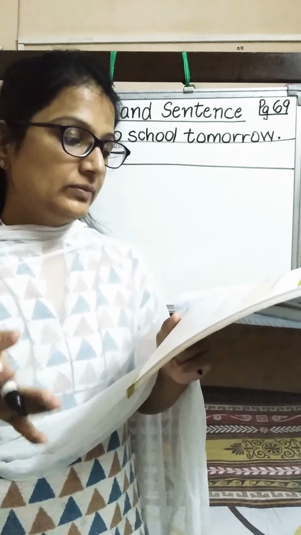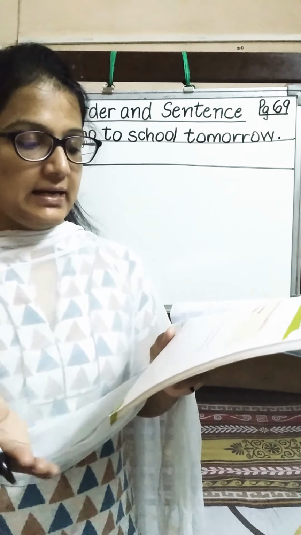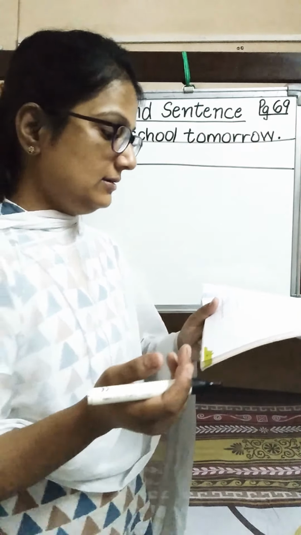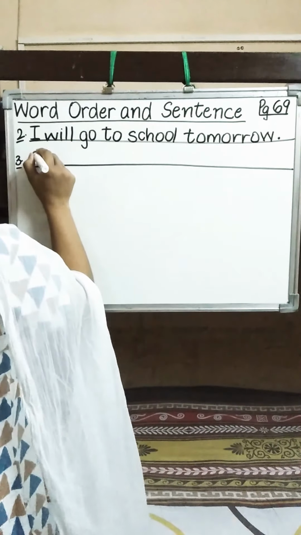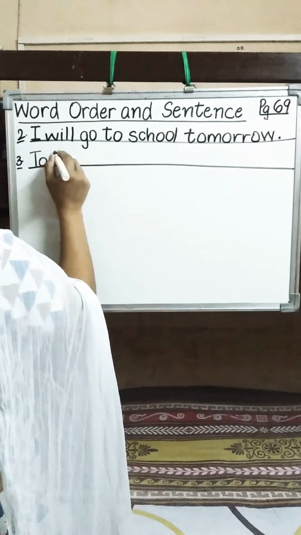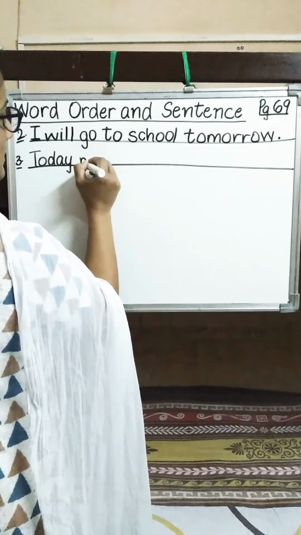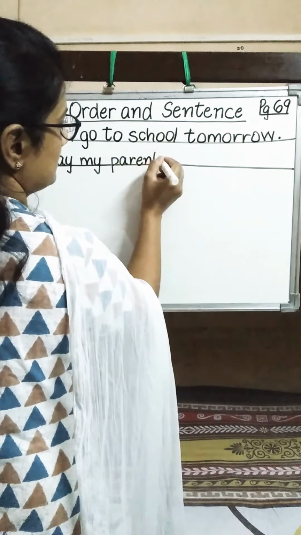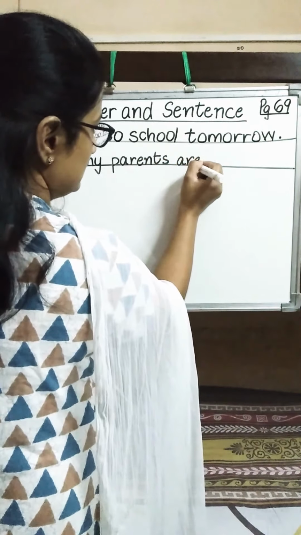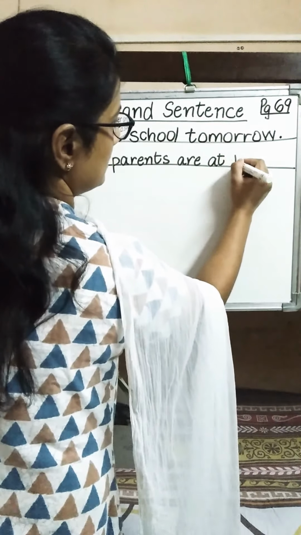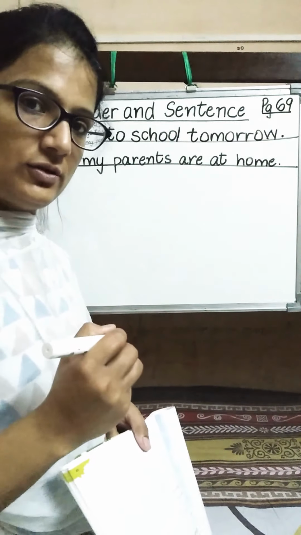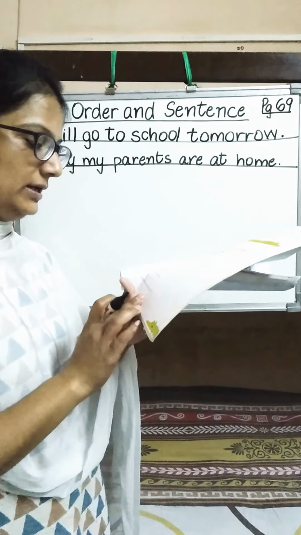Fine. Now the third one: "today are parents at home my." Not making any sense. Rearrange. Like, "Today my parents are at home," and a sentence will end with a full stop. Clear? Now the fourth one.